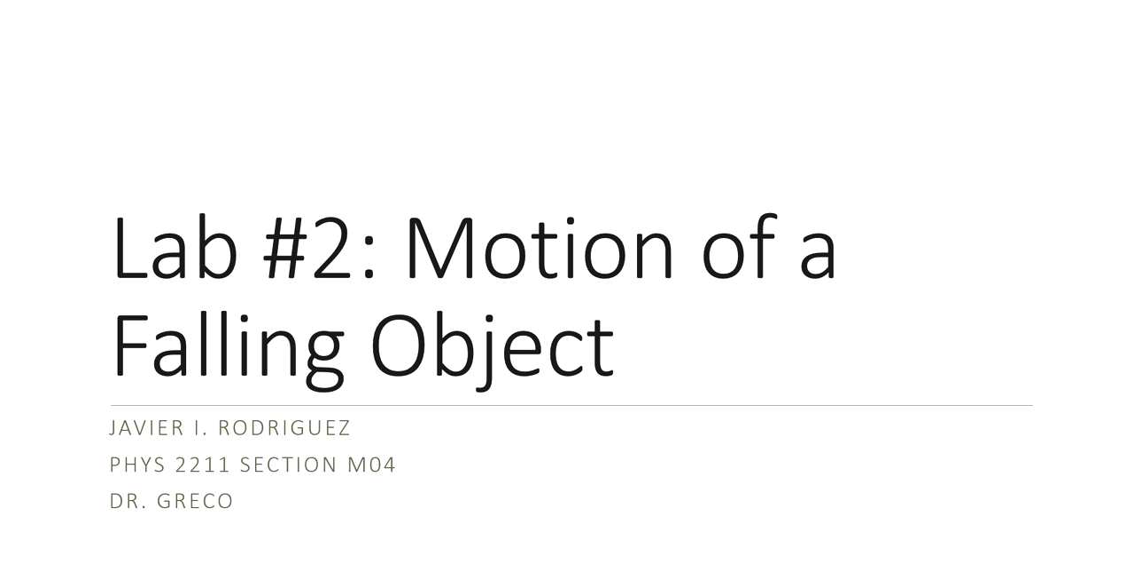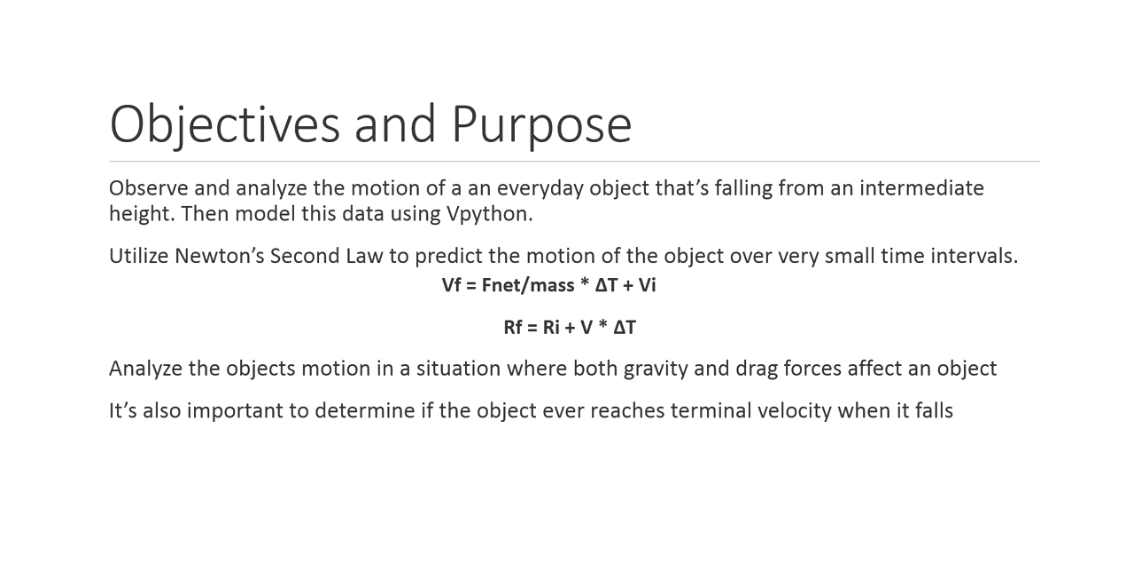Hello, my name is Javier Rodriguez, and welcome to our lab number 2 of Physics 2211, the motion of a falling object. Now, the objectives and purpose of this experiment is to observe and analyze the motion of an everyday object that's falling from an intermediate height.